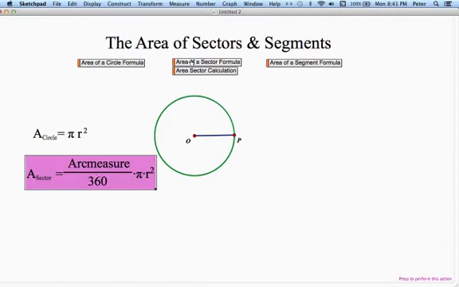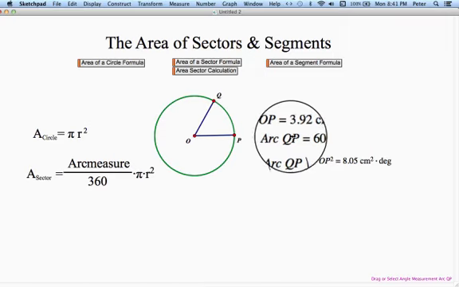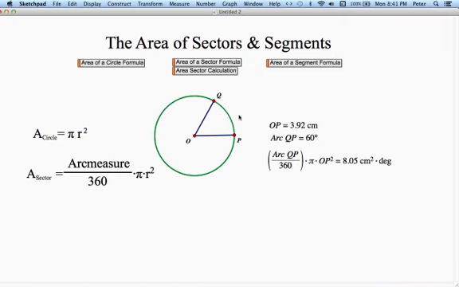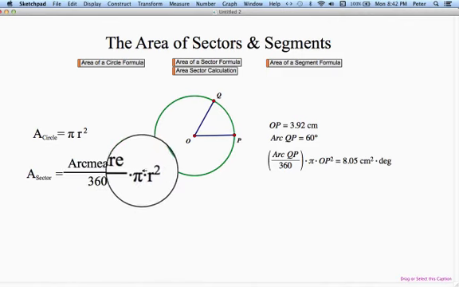Now you'll recall that a sector is a portion of a circle. So, for instance, sector QOP is part of circle O. And the fact that arc QP measures 60 degrees tells us that this is 60 over 360, or 1/6 of the entire area of the circle. So I'm going to take the measure of the arc divided by 360 times the area of the entire circle, and I'll get the area of the sector.